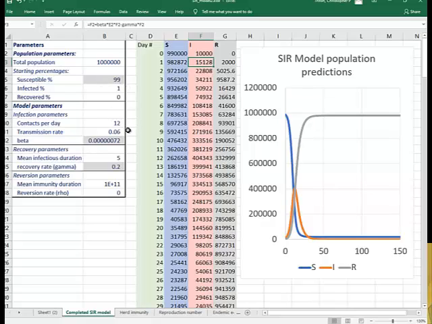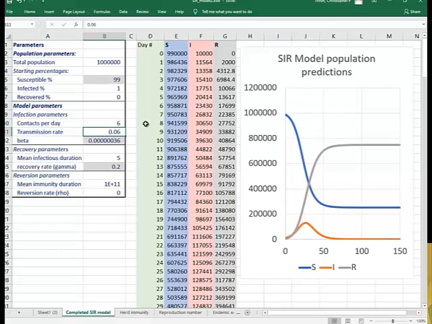Now in this model, my contacts per day is 12. That's a very high contact rate. Now suppose I introduce social distancing so that my contacts per day reduces to 6. See how the peak has flattened out.